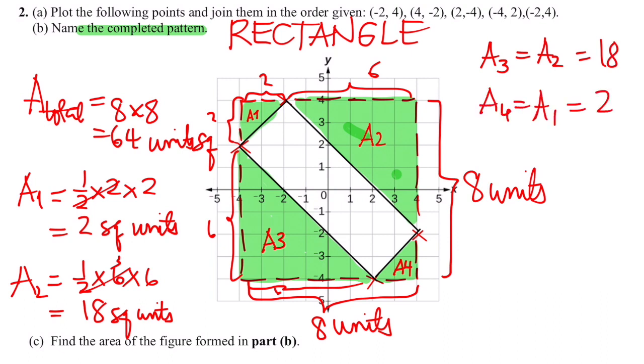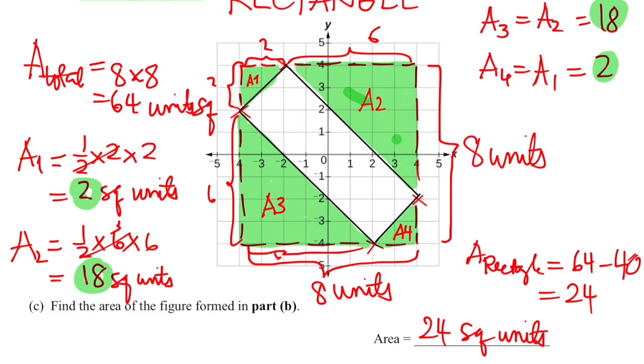Hence, to find the area of the unshaded rectangle, we subtract the total area of the four triangles, which is 40 square units, from the total area, which is 64 square units. This gives us a result of 24 square units. So, the area of the figure formed in part B is 24 square units.